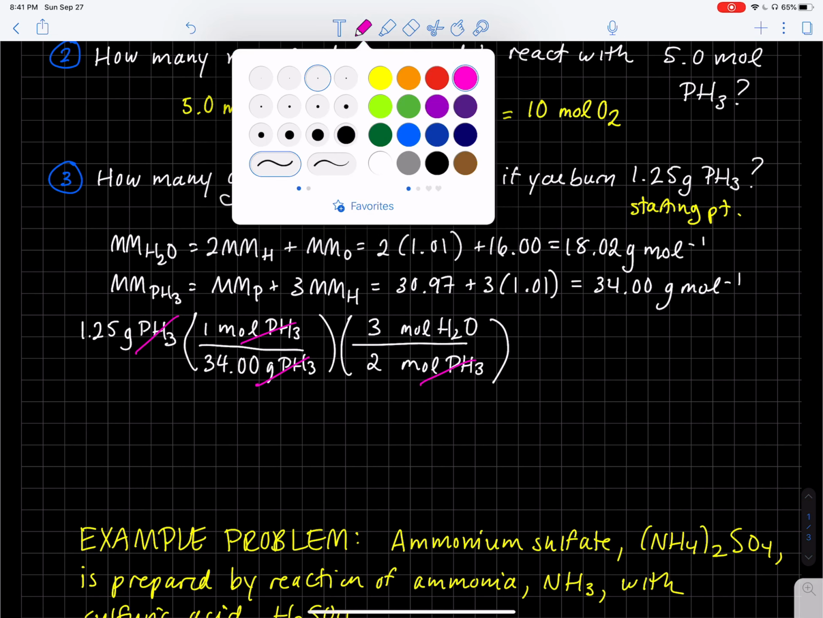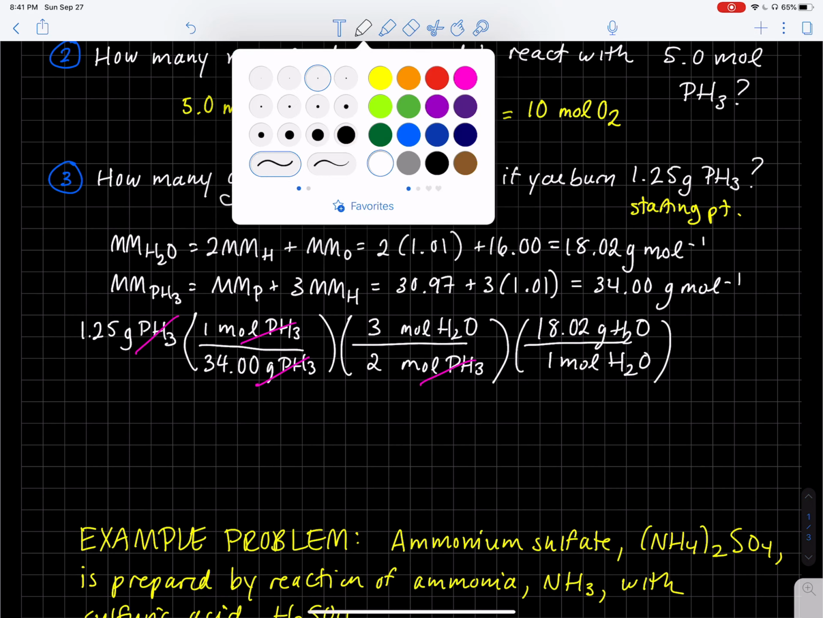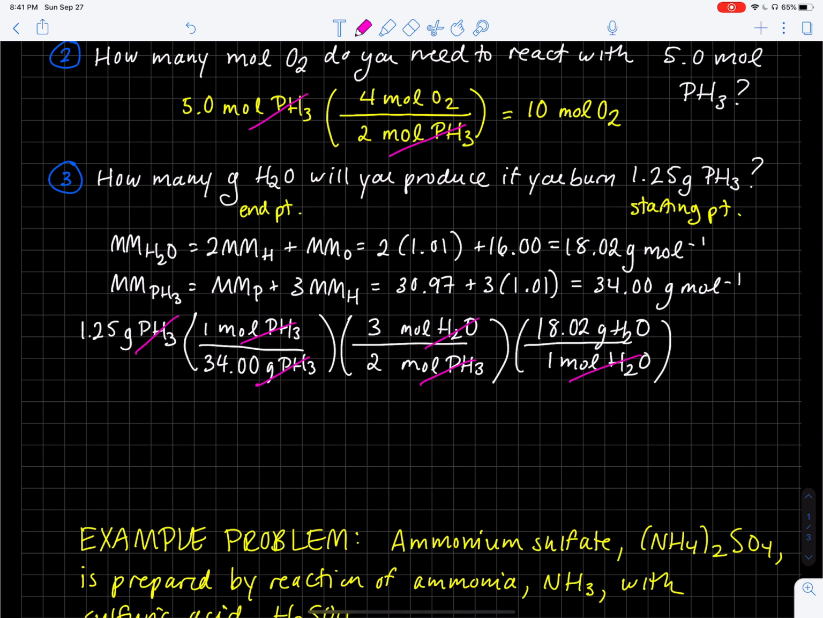I'm at moles of water, and the question asked me to answer it in grams. So I will say 18.02 grams of water per mole of water. Now my moles of water have canceled out, and I have grams. And I believe if you multiply all those numbers together, you should have 3 sig figs in this problem, and it's 0.994 grams of water.